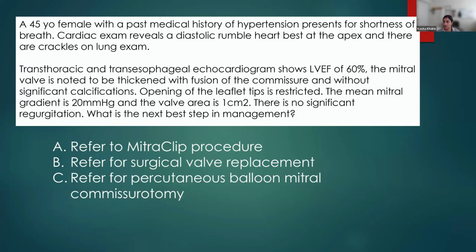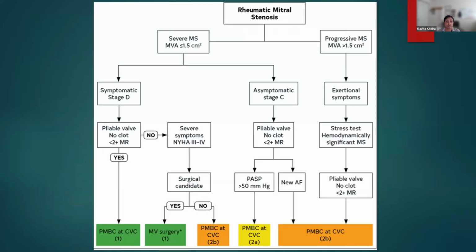All right, so looks like most people said C, which is the answer. So the key here, the diagnosis that we're looking at is rheumatic heart disease, and specifically rheumatic mitral stenosis, not mitral regurgitation. So a MitraClip is used for mitral regurgitation. So you would not want to do a MitraClip in mitral stenosis because you're just going to make that worse. In terms of surgical valve replacement, repair versus a mitral valve commissurotomy.